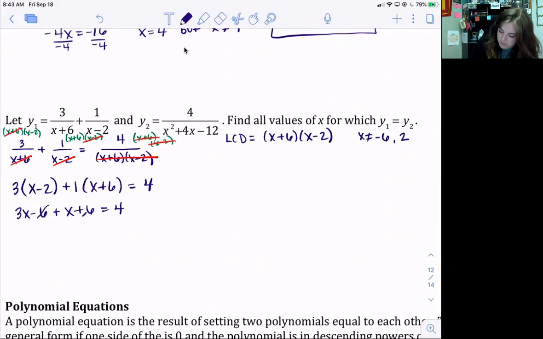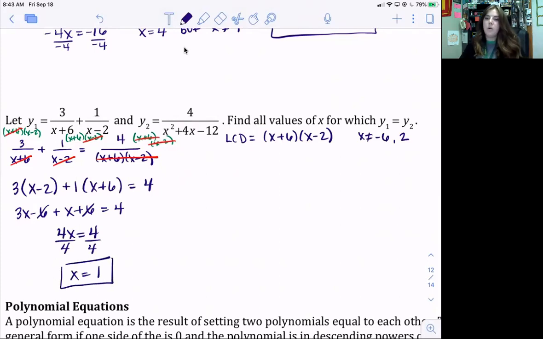Negative 6 plus 6 cancels, so 4x equals 4. Divide by 4, and x equals 1. Okay, and that's not one of our exclusions, so we know that that is our solution.